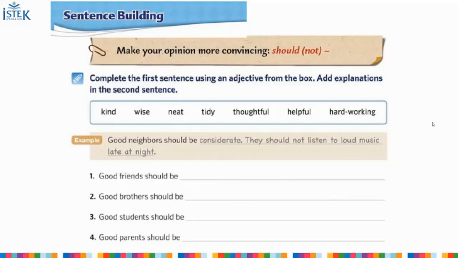Good neighbors should be considerate. They should not listen to loud music late at night. Here are the adjectives in the box: kind, wise, neat, tidy, thoughtful, helpful, hardworking. I'll give you a few seconds to think of the answers.